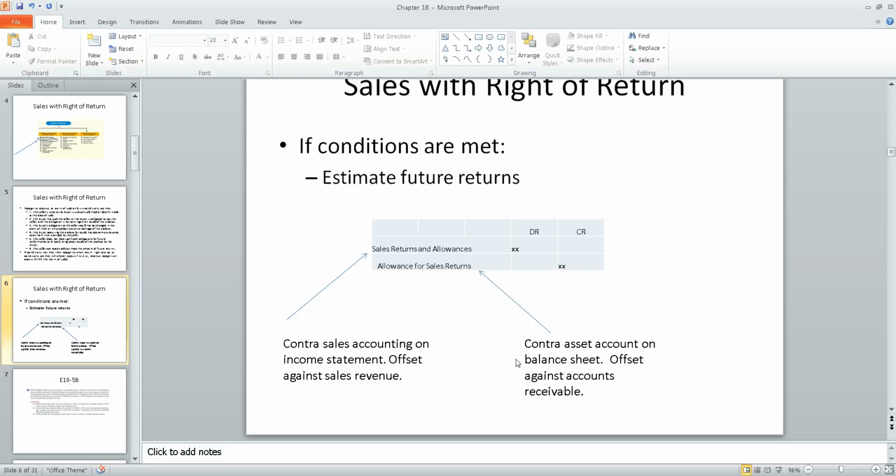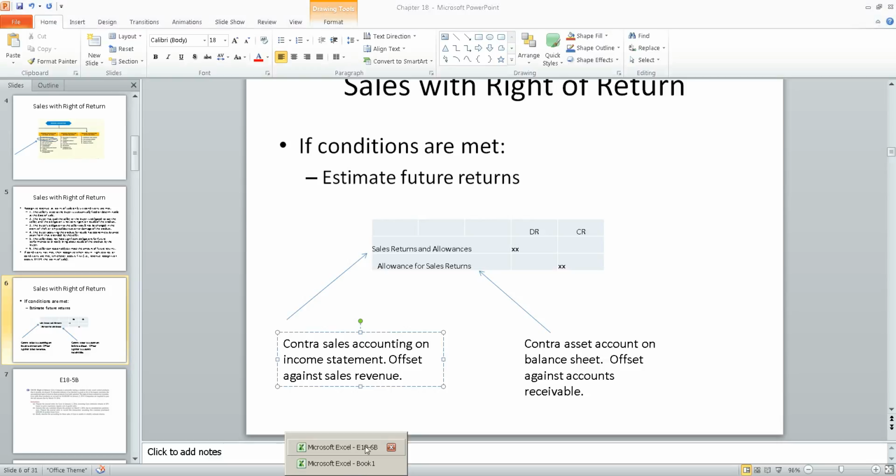Also, as we mentioned in class, the entry to book our estimate of the future returns involves a debit to a contra sales account called sales return and allowances. This is an offset against sales revenue on the income statement, and the offsetting credit side of the entry goes to a contra asset account that is an offset to accounts receivable, where the name of that account is allowance for sales returns.